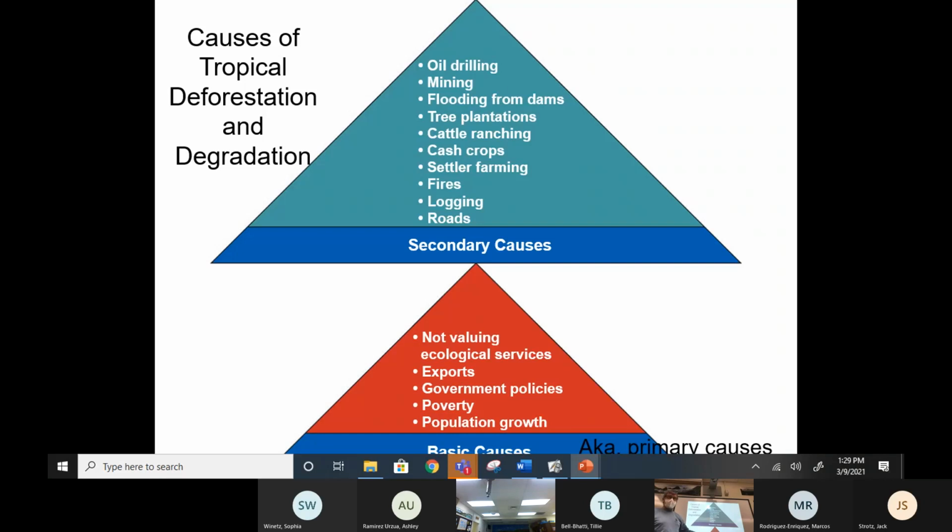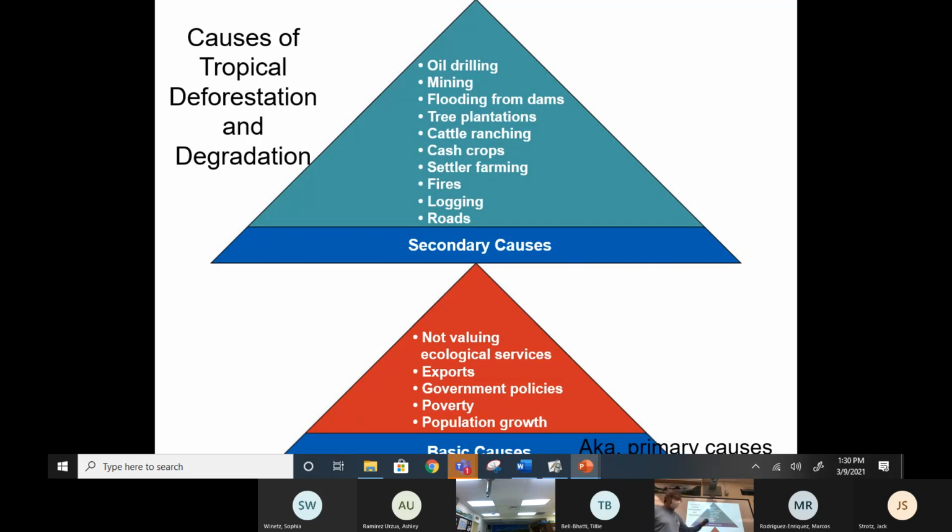Does that make sense? Because there's so many people, we have more of a demand for wood. We also have more fires. We also have more settlers that are farming because there's more people. Because of poverty, we have people that need to get things out of the forest. Because we have government policies that don't value ecological services, we have an emphasis on cash crops. So we cut down the forest, things like that.